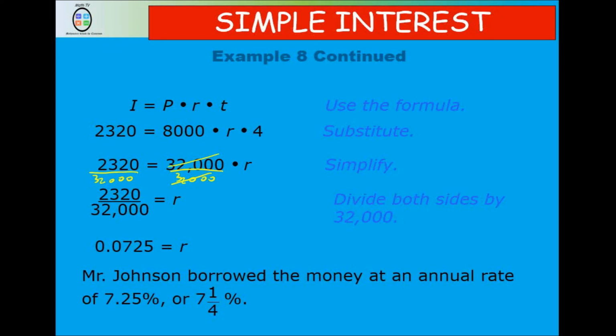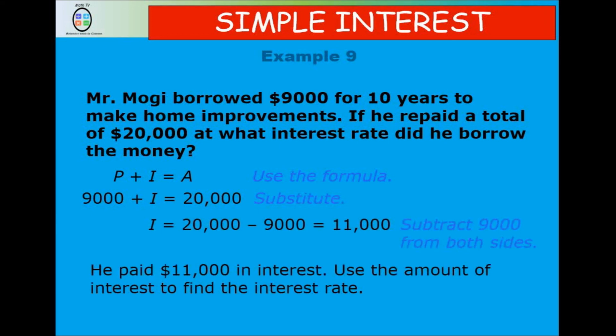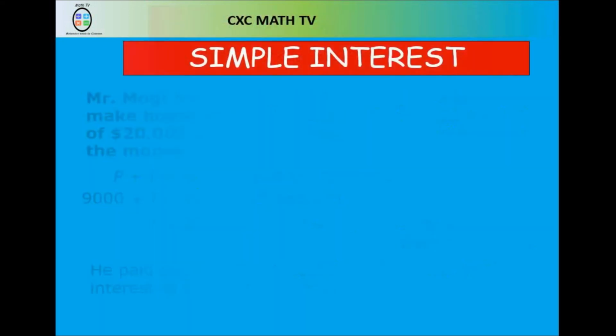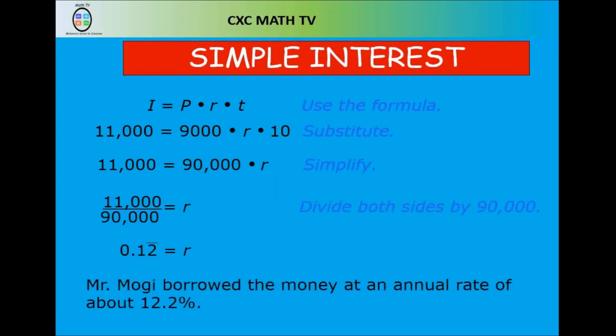So I have a couple more questions you're going to do. And I just want you to pause the video and do them for me, please. So this question here, Mr. Mogi borrowed $9,000 for 10 years to make home improvement. If he repaid a total of $20,000, at what interest rate did he borrow the money? Pause the video and attempt this question. Alright, so now displaying the solution. This is what you should have had. $11,000 being the interest. Then using the interest formula, you're going to get the rate to be 12% or 12.2%. Really nice.